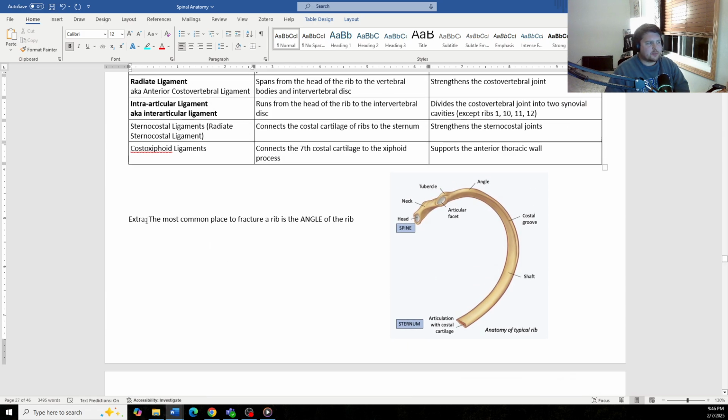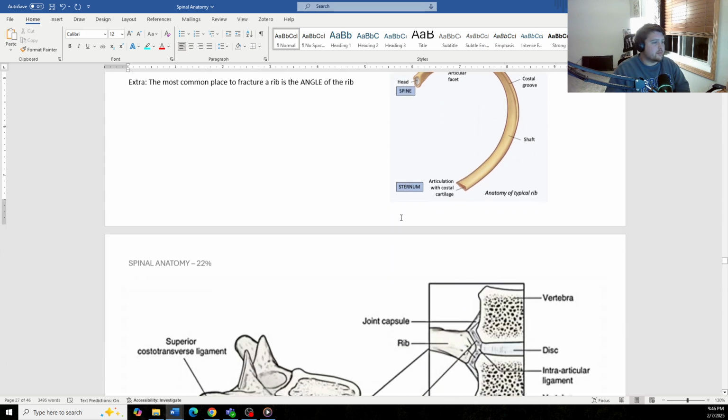A question that has popped up in the past, they like to ask about fractures, especially fractures of the rib, because as chiropractors, when we're adjusting, a lot of chiropractors will do rib adjustments. So the contact point for the rib adjustments is oftentimes in this general area between the neck, the tubercle, and the angle. This is the most common place for a fracture of the rib, is at the angle of the rib.